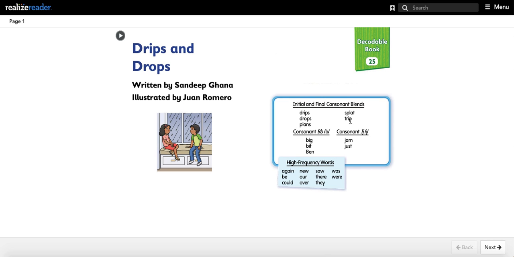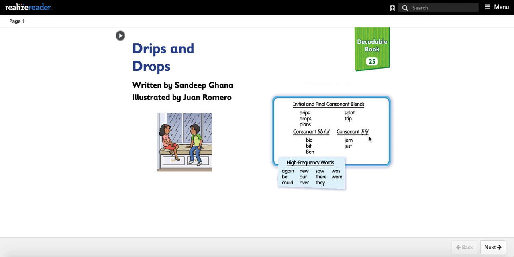Yes, splat, trip. Okay, so our consonant B, can you read the first word? Big. Good job. The next word? Bit. The last one? Ben. Why, if I'm looking at these three words, why is this B a capital B? Yes, because it's the name of a person.